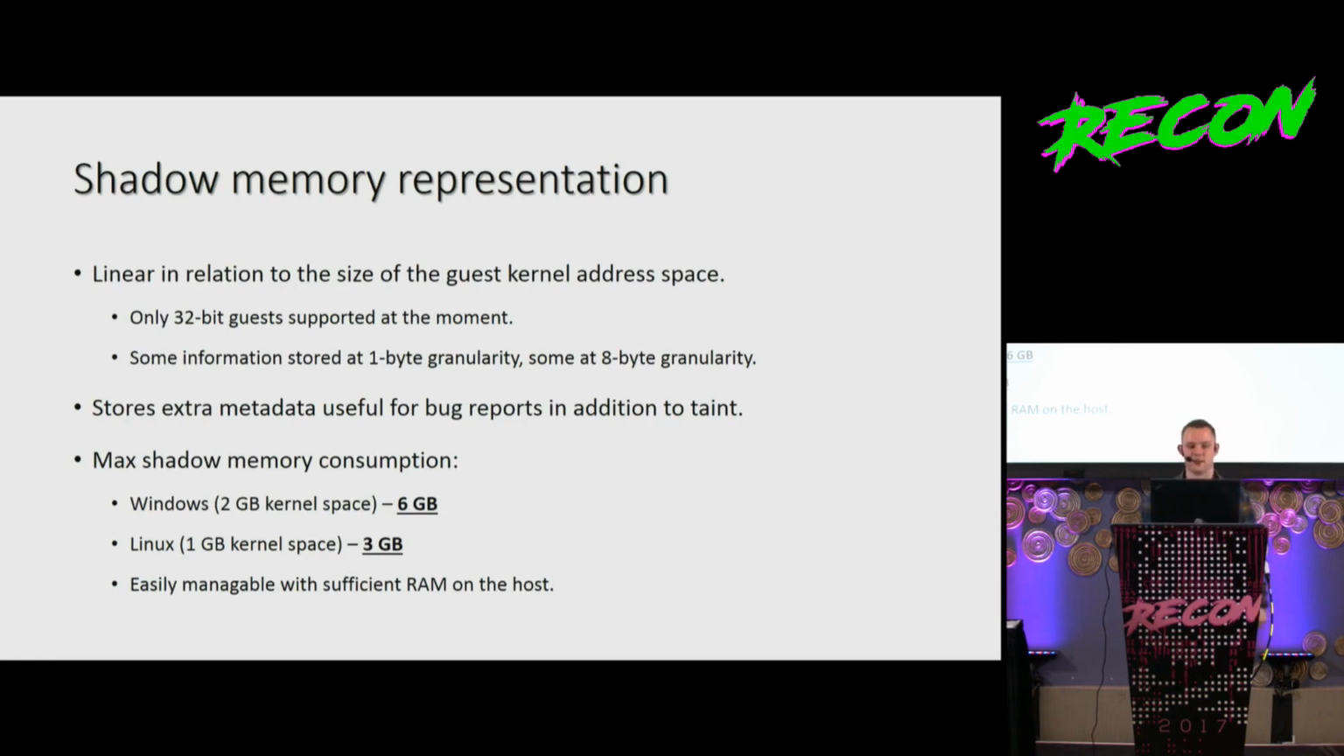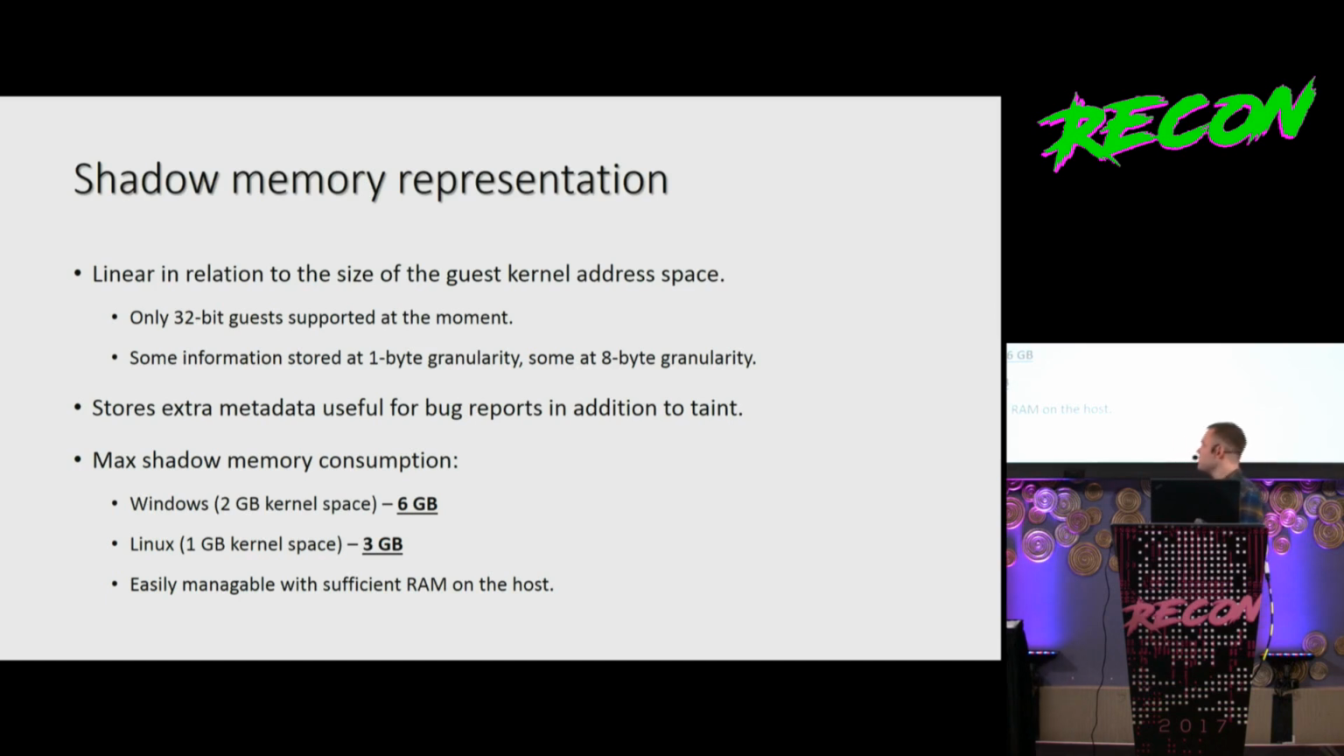Currently Bochspwn supports only 32-bit guest systems because we just have a large array that is linear to the size of the kernel address space. Some of the information is stored at 1-byte granularity, some at 8-byte granularity. And as I showed, we have some extra metadata, which is not really important for just tainting, but also for figuring out where the allocation was made, what the bug is, and stuff like that.